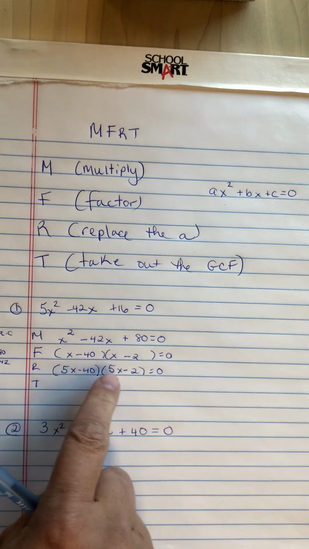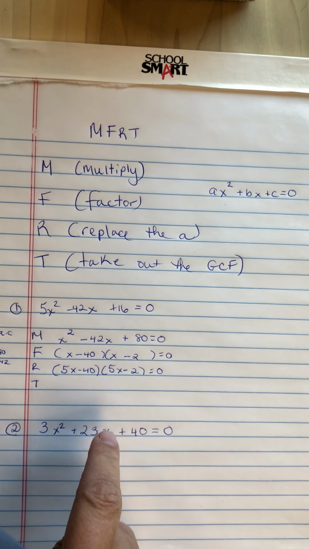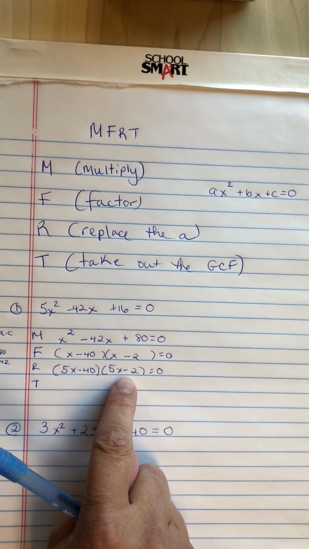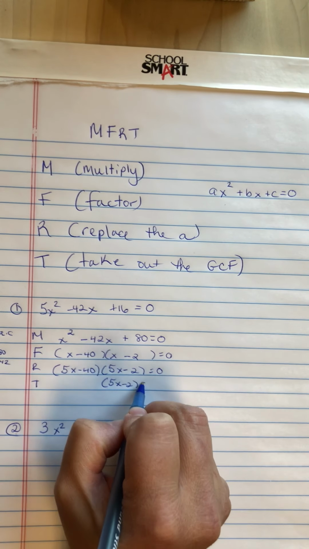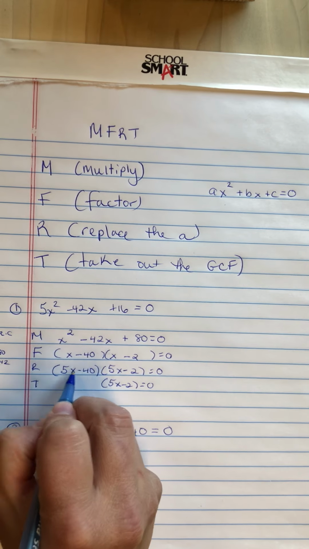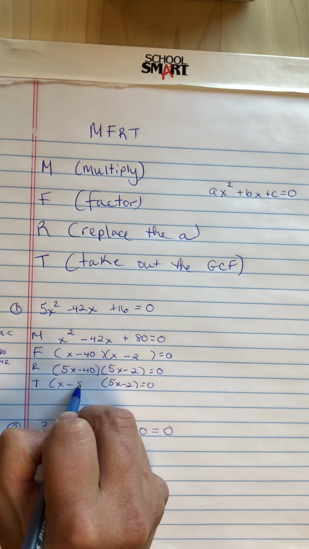Sometimes there's a GCF in both the binomials. Technically speaking, there is, right? There's a GCF here, 1. Not going to help me here. That's okay. But the GCF here between 5 and 40 is 5, so now you're left with x minus 8.